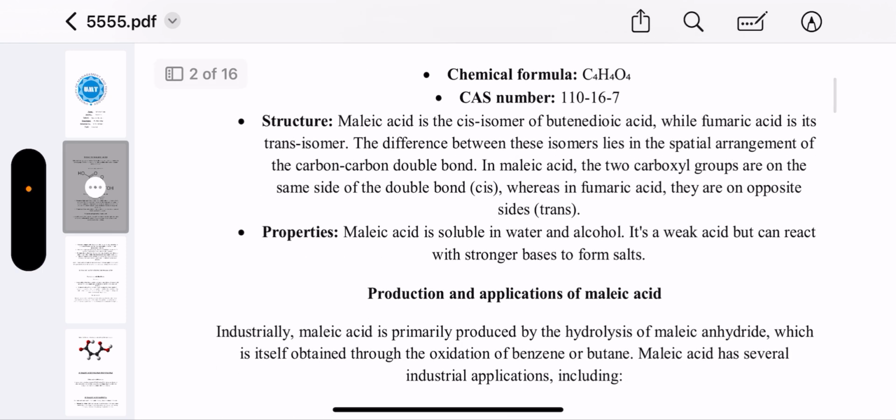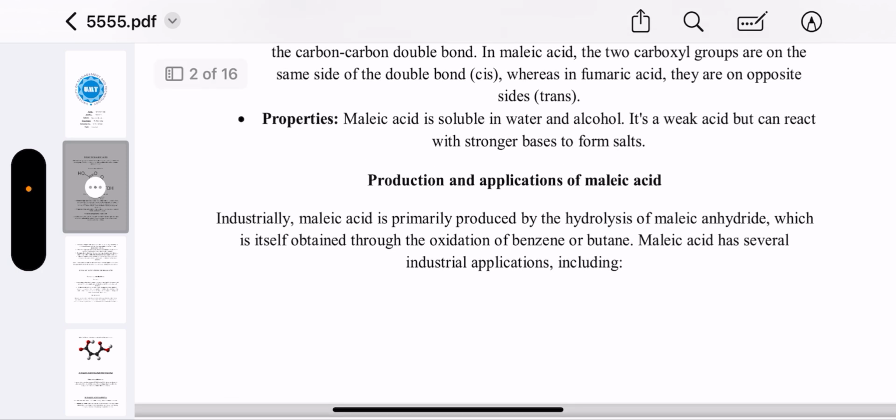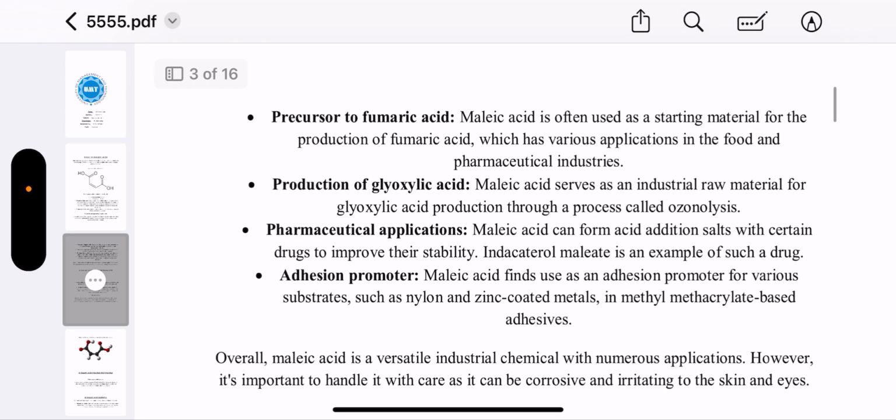Malic acid is soluble in water and alcohol. It is a weak acid but can react with a strong base to form salts. Production and application of malic acid. Industrial malic acid is primarily produced by the hydrolysis of an anhydride, which is obtained through oxidation of benzene and butane. Malic acid has several industrial applications.